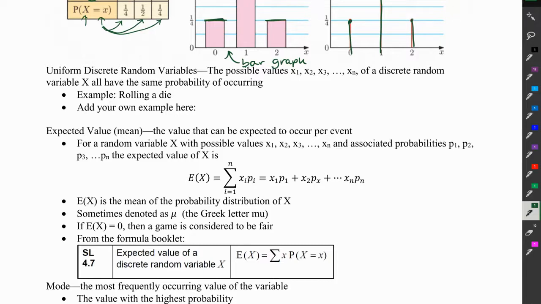Add your own example. I will give you a minute and then I will add mine. My example is very boring. It's flipping a coin. The only two things you can get from a coin are a head or a tail, and the probability of either one should be the same.